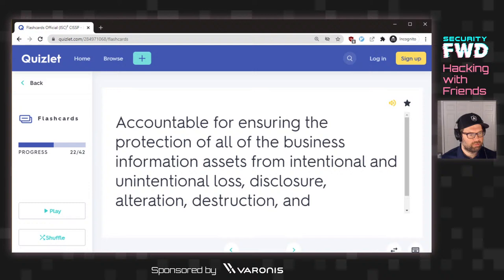Okay, Cody's saying BetterCap is the tool of choice for DNS cache poisoning, which we established was an integrity security violation of the CIA triad, which also sounds like something from a movie.